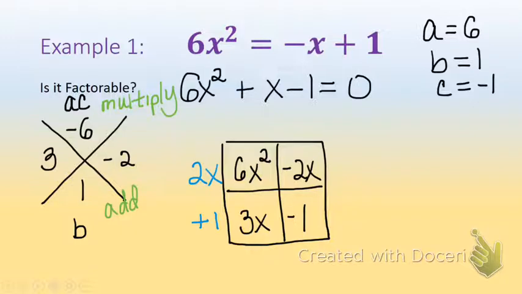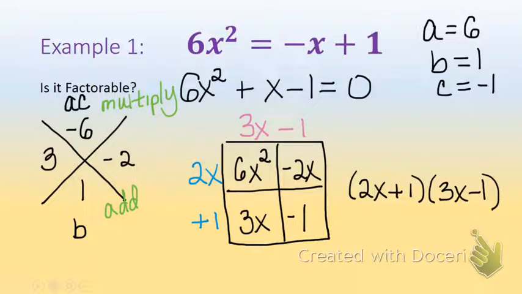So now let's look at the first column. The first column has 6x squared and a positive 3x. So what is our greatest common factor? Greatest common factor would be 3x. And when we look in our second column, we find that we have a greatest common factor of negative 1. So our two factors are 2x plus 1 and 3x minus 1.